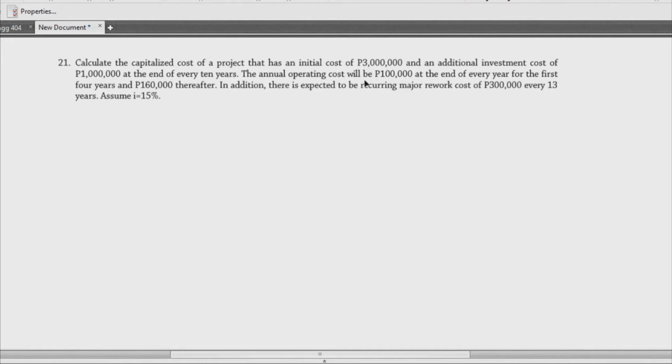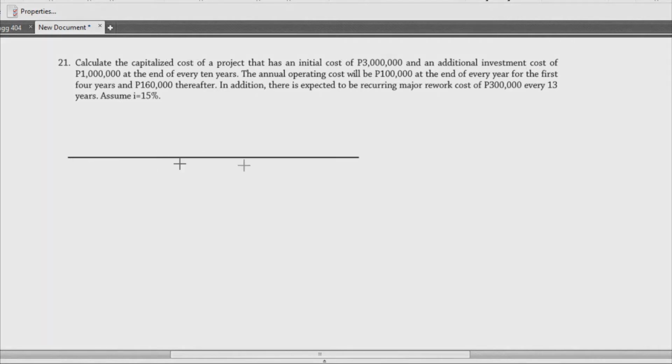The annual operating cost will be 100,000 at the end of every year for the first 4 years and 160,000 thereafter. In addition, there is expected to be recurring major rework cost of 300,000 every 13 years. Assume that our interest rate is equal to 15%. Since it wasn't said whether this is compounded annually or monthly, we'll just assume that this is annual. And then let's have the cash flow diagram, since this is very essential in this problem.